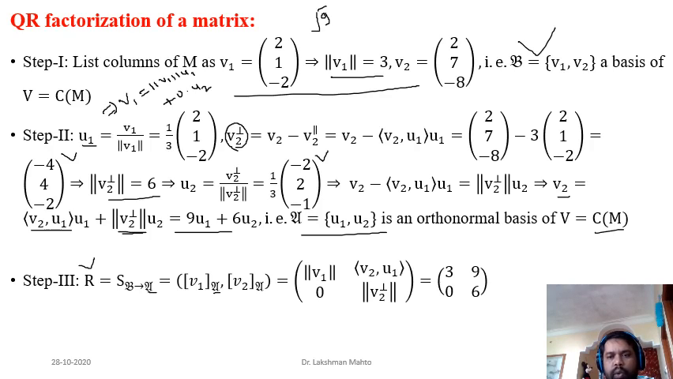And now similarly, what is the coordinate of V2 with respect to the newly constructed basis A? So it is 9 and 6. You can observe that 9 and 6 easily. And the coordinate vector of V1 with respect to A is 3, 0. So you got the change of basis matrix.